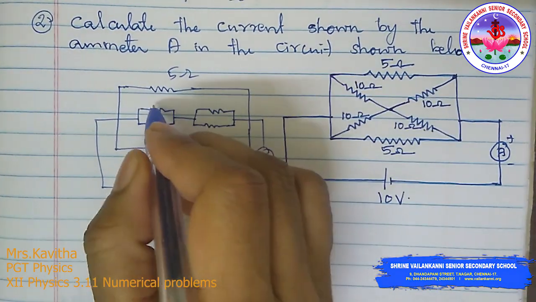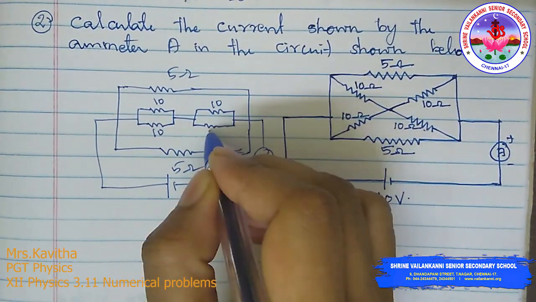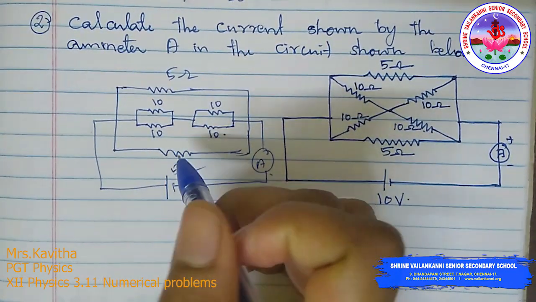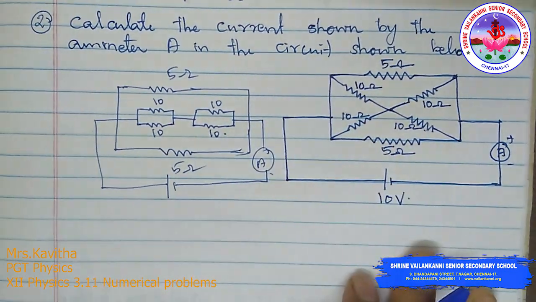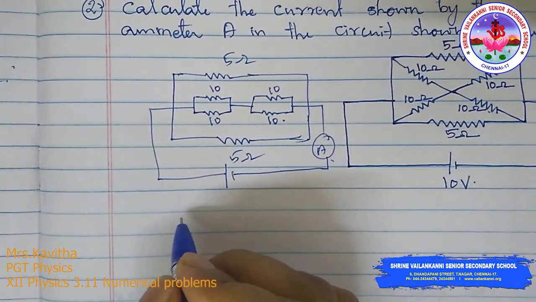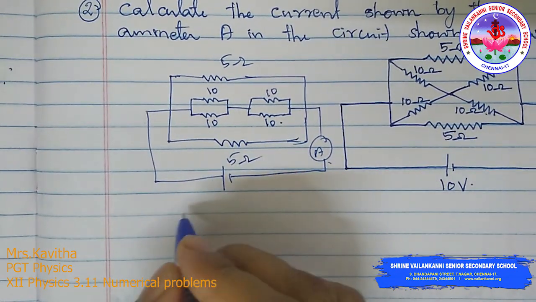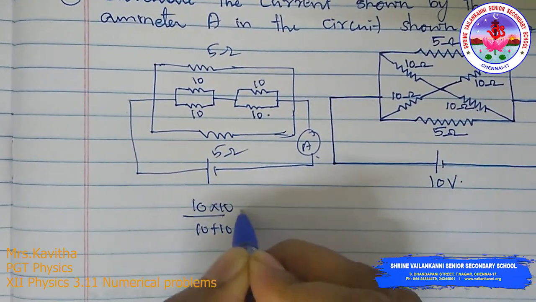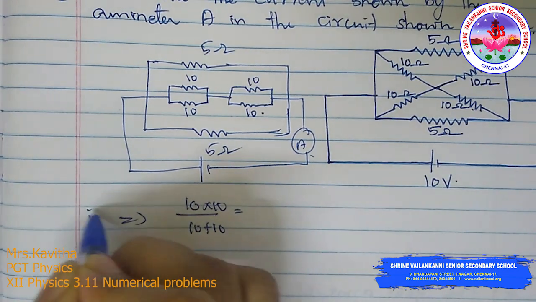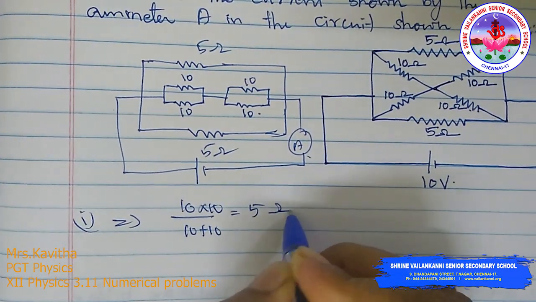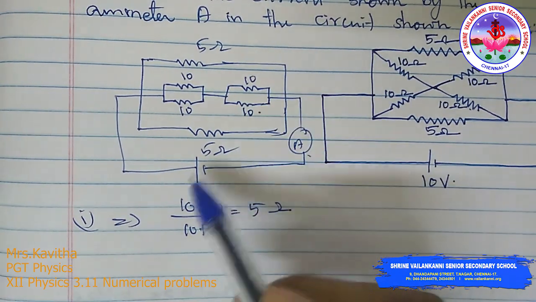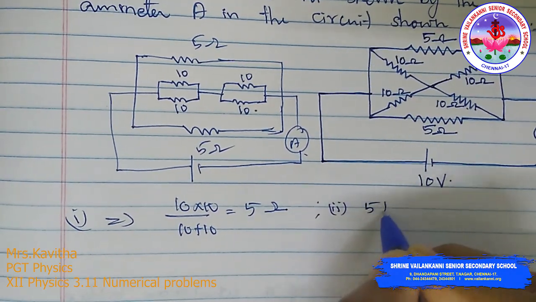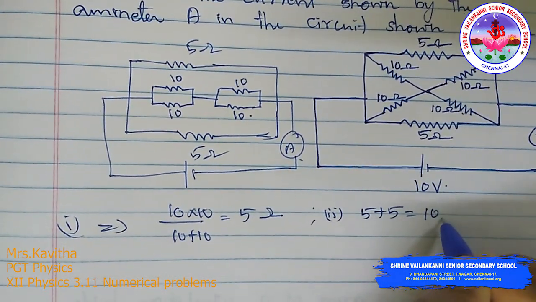This is also equivalent to the value of this one. So these are all 10 ohm resistors. So we can easily resolve this 10 ohm, which is parallel. These steps are very easy for us. Now the 2 10 ohm resistances connected in parallel: 10 into 10 by 10 plus 10, which is equal to 5 ohm. So for 2 such combinations connected in series, the equivalent is nothing but 5 plus 5, which is equal to 10 ohm.